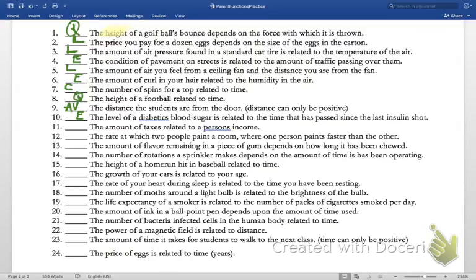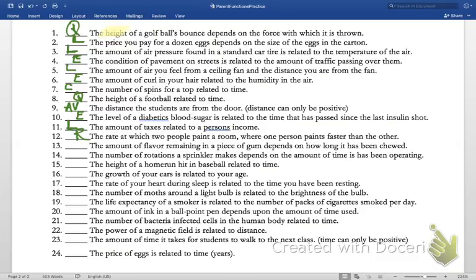11, the amount of taxes related to a person's income. Okay, now, I think this is a semi-bad example, but supposedly it's linear, right? The more money I make, the more taxes I pay. We're not talking about all the loopholes and all the little deductions, okay? The rate at which two people can paint a room, that is our rational. It's a group work rate.